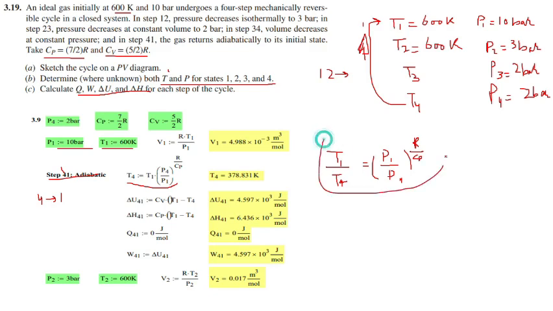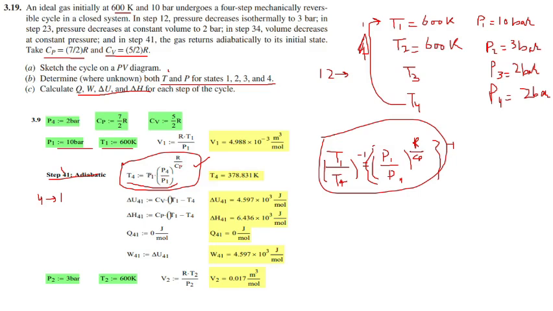So this expression is similar to this one. Just take the inverse on both sides. You will get a form similar to this formula. Okay, so T4 is equal to T1 into P4 over P1 raised to power R over Cp.